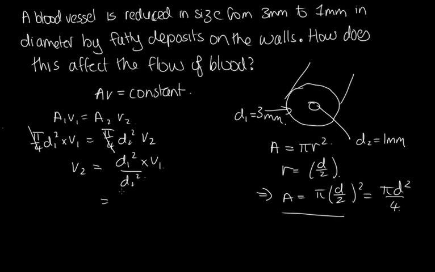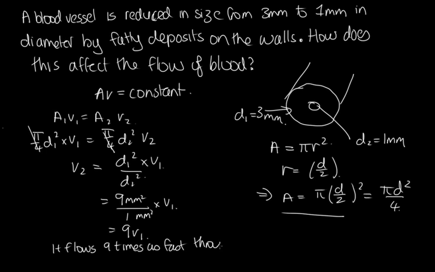And so D1 squared, that's 3 millimeters squared, so that's 9 square millimeters, over D2, which is 1 millimeter squared, so that's 1 square millimeter, times V1, and so it's 9 times V1. So it has to flow 9 times as fast through this affected region. So it flows 9 times as fast through the narrow region.